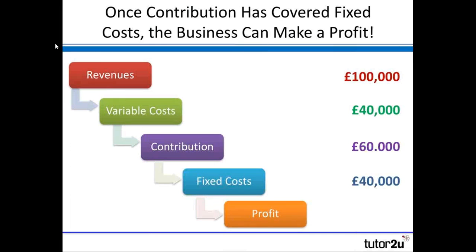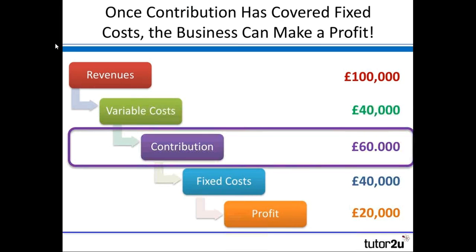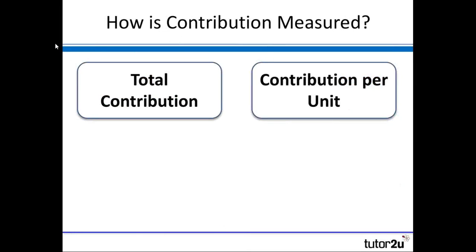Let's take a look. The fixed costs in this situation are £40,000. So I've covered my £40,000 worth of fixed costs with my contribution of 60. That should leave something left. It's called profit. Profit is the difference between contribution less fixed costs. So in that case, my contribution was more than enough to cover my fixed costs. I'm operating at a profit. There's my contribution, £60,000.